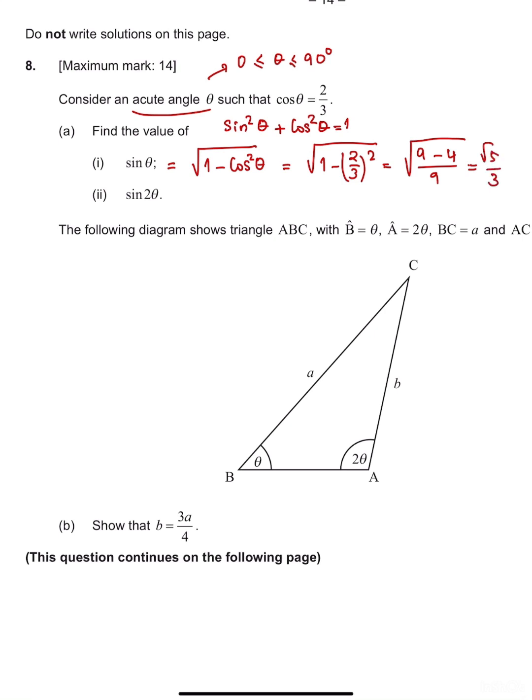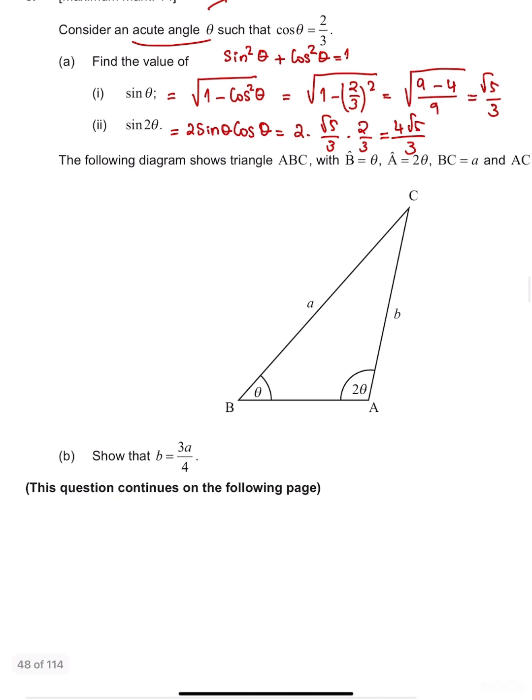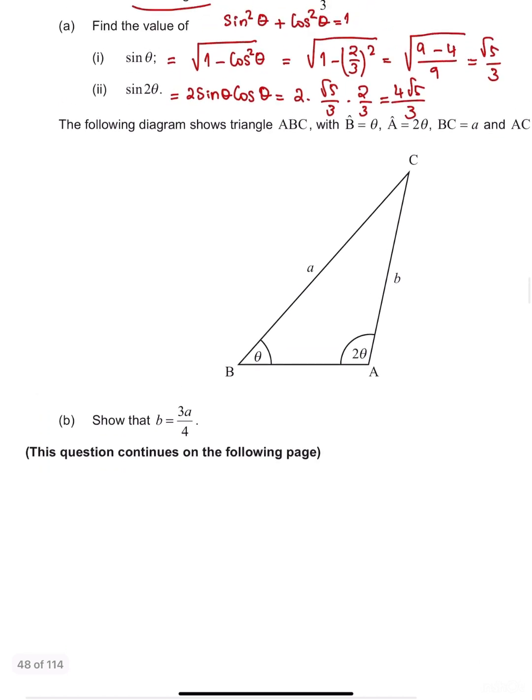For sine 2 theta, it will be 2 sine theta cos theta. So that means 2 times square root 5 over 3 times 2/3. That will be 4 square root 5 over 9. Now, to show that b equals 3a/4, first of all, they want us to find b. We have to see that b has the opposite angle theta, and a has the opposite angle 2 theta. So b is the objective of our mission.